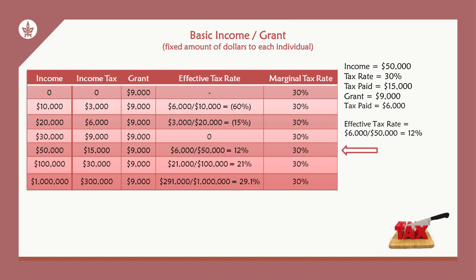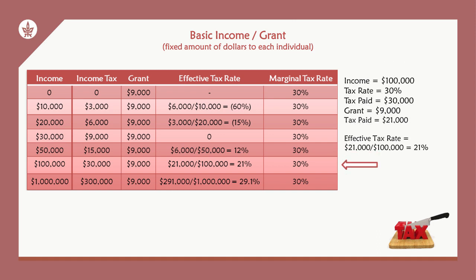In the fifth row, the resident has an income of $50,000. He pays 30% income tax, that is $15,000, but receives a grant of $9,000. His effective tax rate is $6,000 out of $50,000 of income he had, that is 12%. The marginal tax rate is 30%.